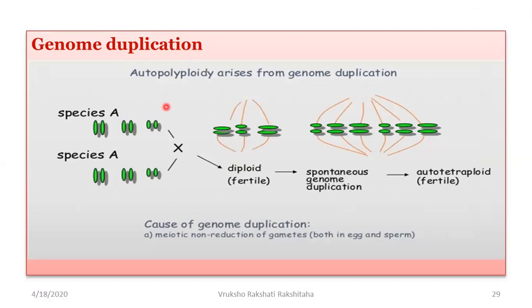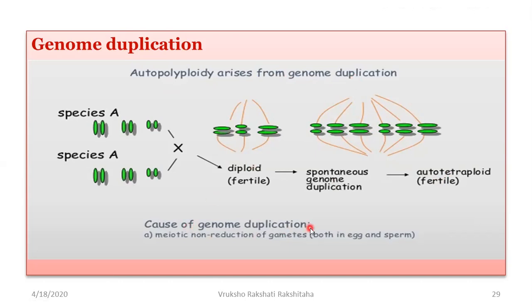So suppose there's a cross between two plants which belong to the same species, two different plants but belonging to the same species. Then the diploid which is produced will be fertile. Occasionally, the chromosome number may double, that is, genome duplication may take place. When the chromosome number gets doubled spontaneously without any external force, the progeny, the offspring, will become autopolyploid, and of course it will be fertile. So this is how autopolyploidy arises from genome duplication.